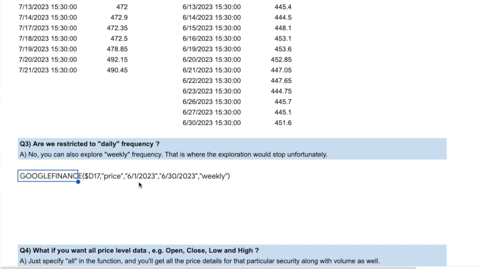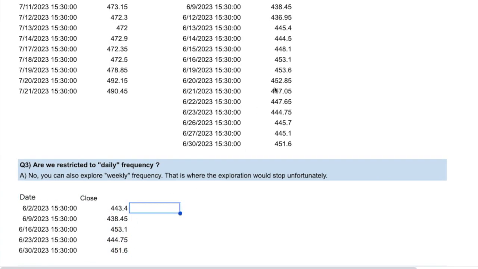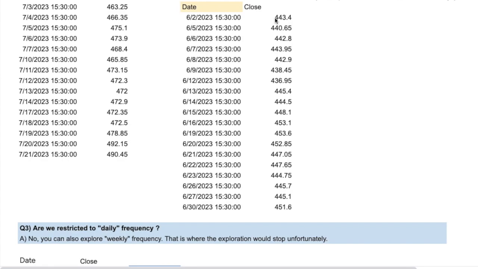So if I hard code the dates again from 1st June to 30th June and I want the price on a weekly time frame, it will give me the first price after every 7 days. For example, if I show you the results of this formula, you see I get it after every 7 days: 2nd June, 9th June, 16th June, 23rd June, and 30th June, right? So you can use a weekly function if you don't want any overcrowding of data when you analyze the price.